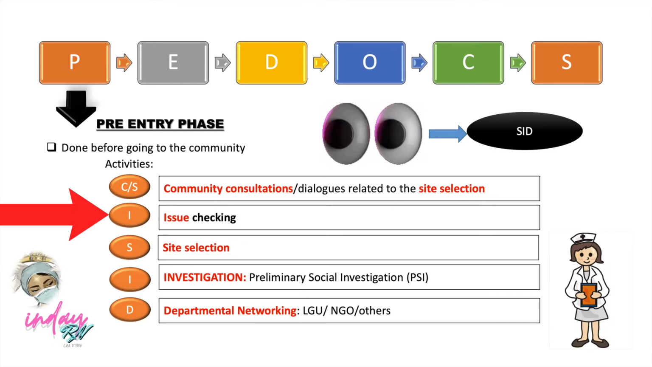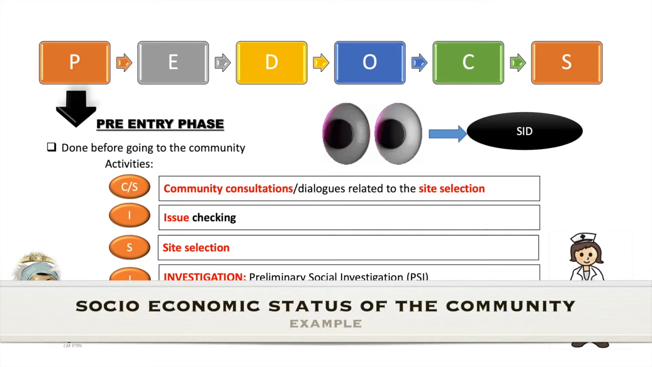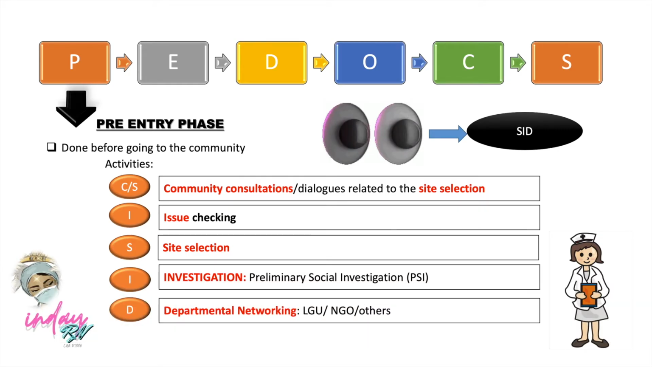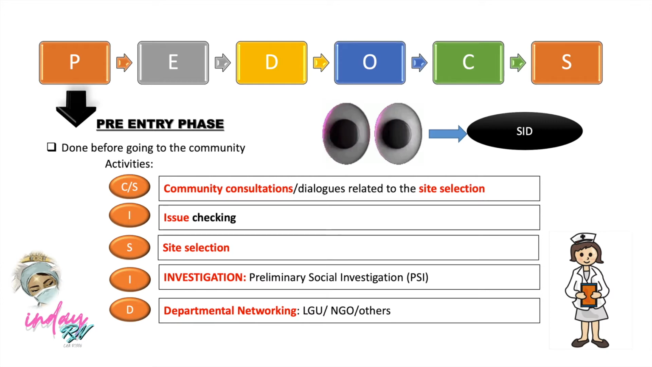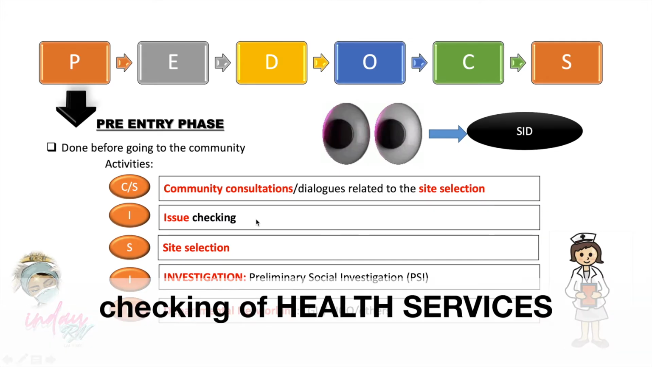The next one is I, issue checking. In here, the setting of issues or considerations related to the site selection is being checked, okay? Like the socioeconomic status of the community. We mentioned in the last video that the community must be DEO, D-E-O: depressed, exploited, and oppressed sectors. So, they are the depressed and underserved community with the majority of the population belonging to the poor sector. That is the one you are checking here, the issue checking. The next one in the issue checking is that we are also going to check their health services if it is inaccessible.